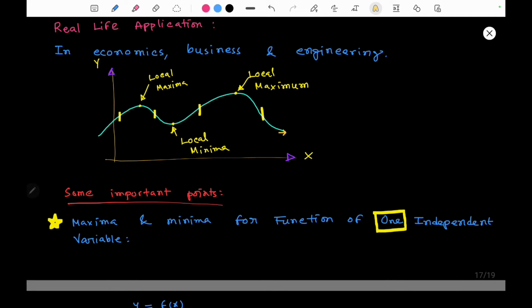If the graph continues, there can be the maximum point. So in between this and this point we can tell this is the local maximum. Again, in between this and this point, this is the local minima. Again, in between this and this point, this is the local maximum.